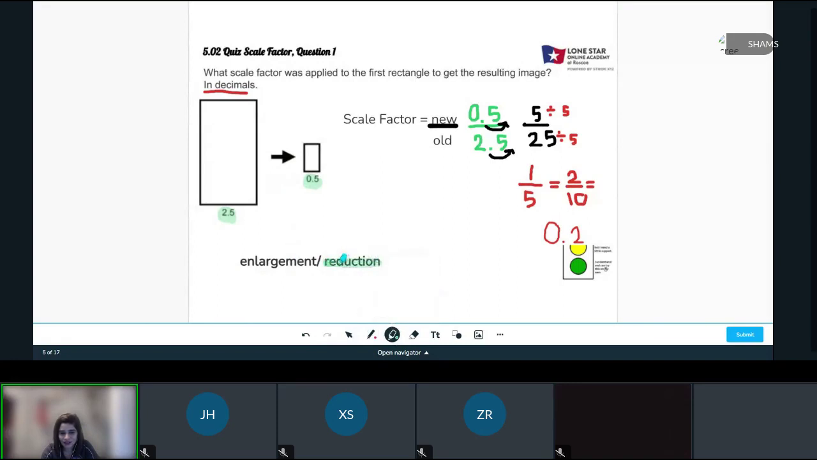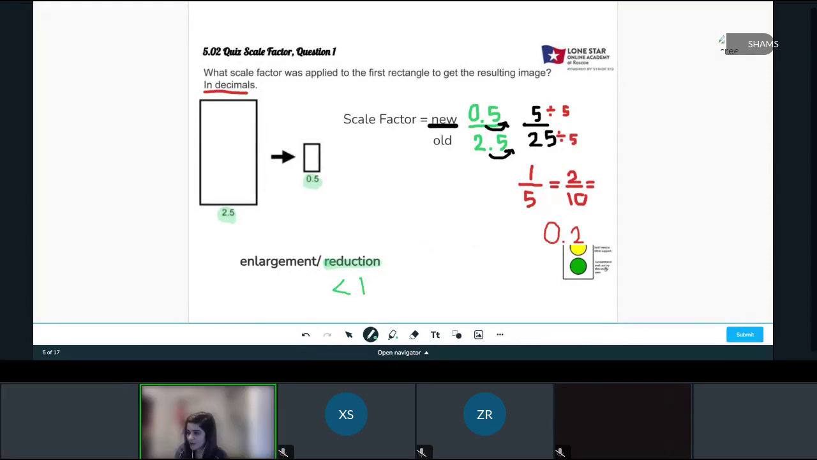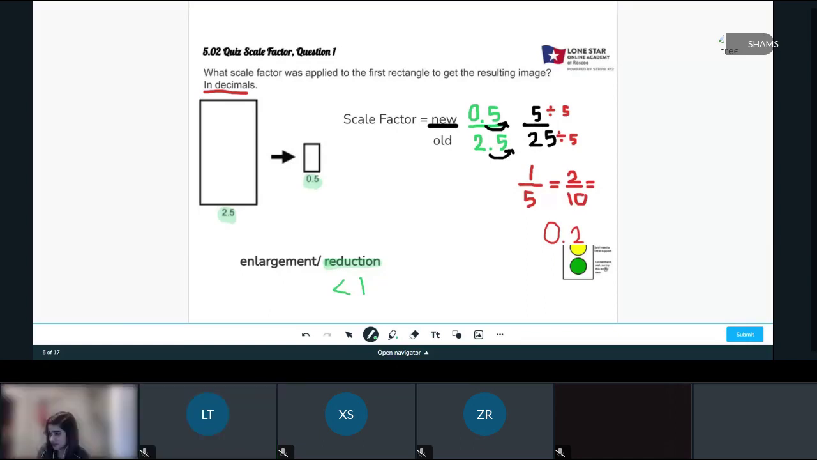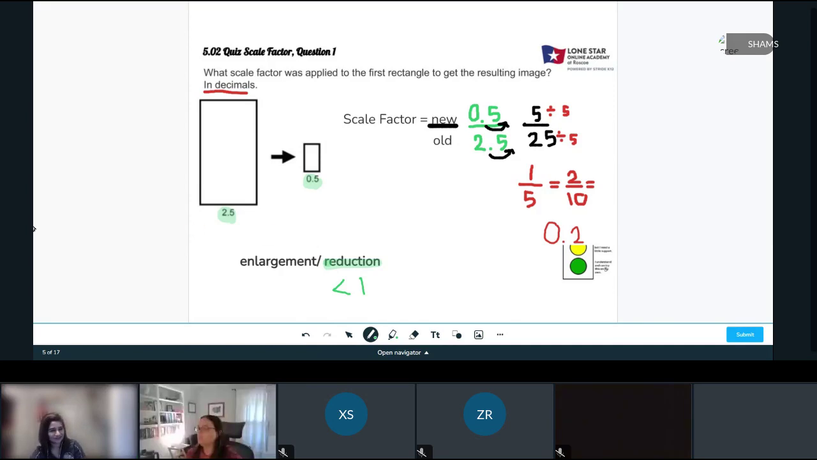And how do I tell it is reduction? You can see the shape got small, and also you can tell because the scale factor is 0.2, which means the scale factor is less than 1. When the scale factor is less than 1, it is reduction. When I multiply anything by 1, I will get the same thing, the same shape. When I multiply by more than 1, I will get an enlarged one. When I multiply by less than 1, I will have a reduced figure. Does that make sense? This is how you think about it.